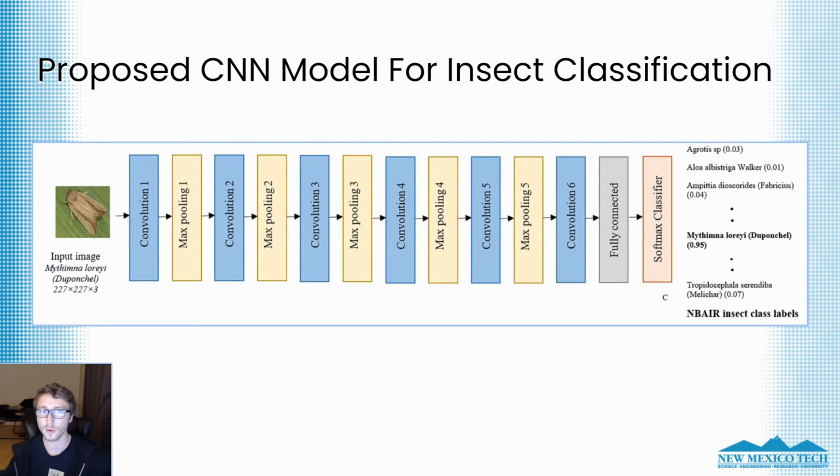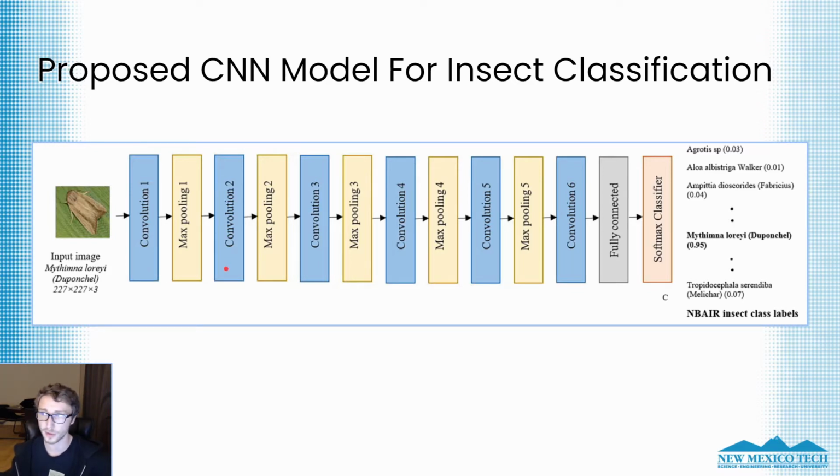The convolutional neural network model proposed by the authors uses 6 convolutional layers, 5 max pooling layers, and also the fully connected layer at the end and the softmax classifier. The first convolutional layer uses 8 initial convolution filters with a kernel size of 5 by 5, and a rectified linear unit activation function is applied. The max pooling layers use 2 by 2 and are applied after every convolutional layer.